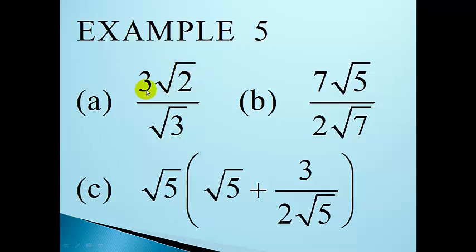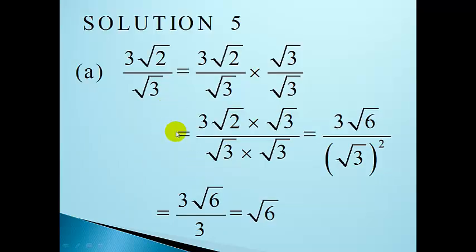Let's rationalize the following. A: 3 root 2 divided by root 3. B: 7 root 5 divided by 2 root 7. C: root 5 times (root 5 plus 3) over 2 root 5. Now let's see how best we can rationalize the following. Now A: 3 root 2 divided by root 3.